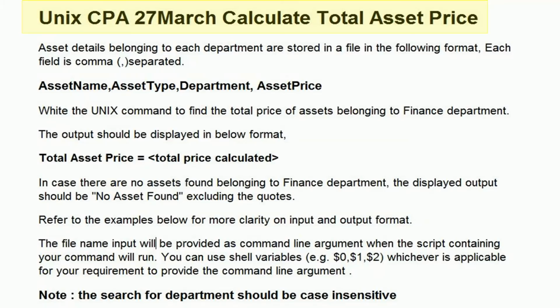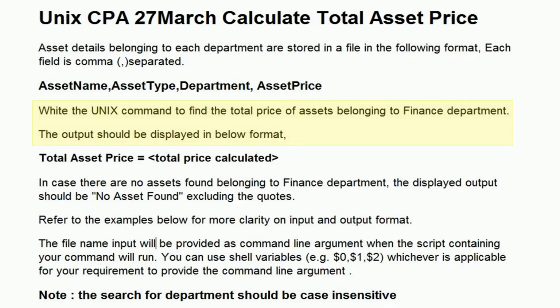UNIX CPA March 27, calculate total asset price. Asset details belonging to each department are stored in a file in the following format, each field is comma separated: asset name, asset type, department, asset price. Write the UNIX command to find the total price of assets belonging to finance department.